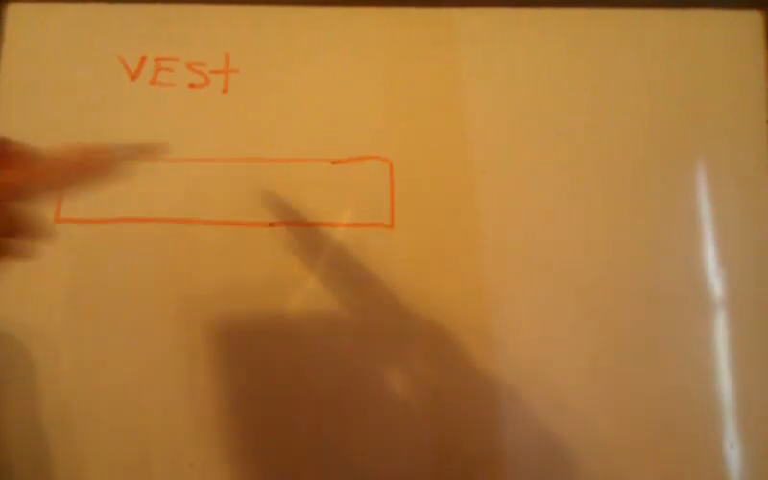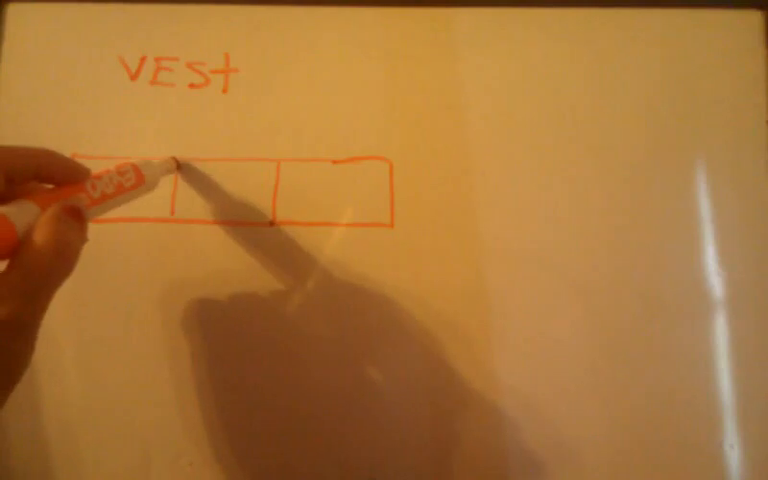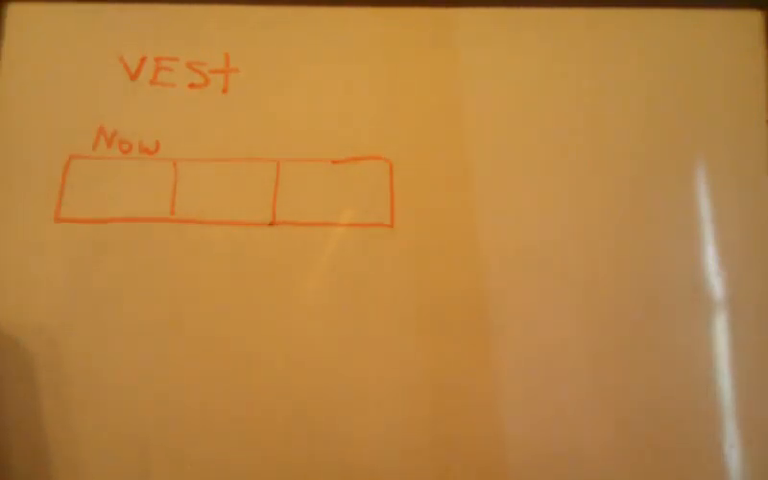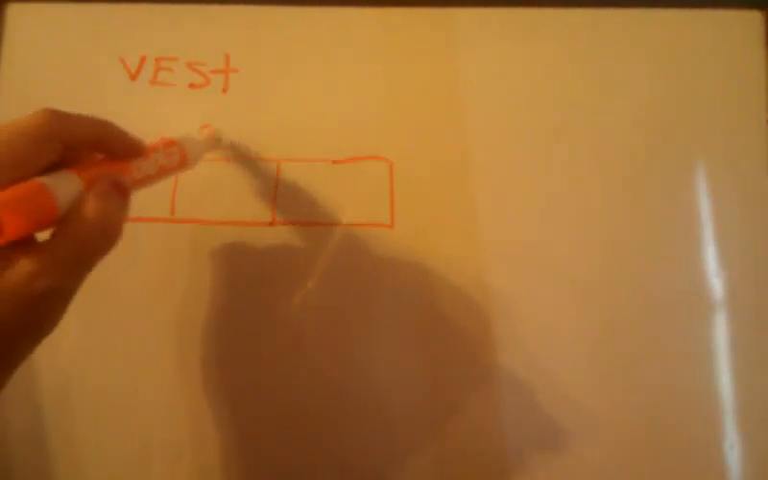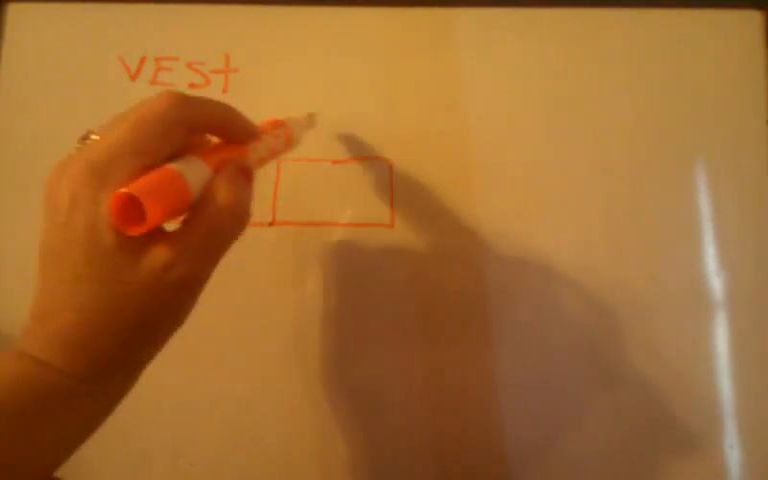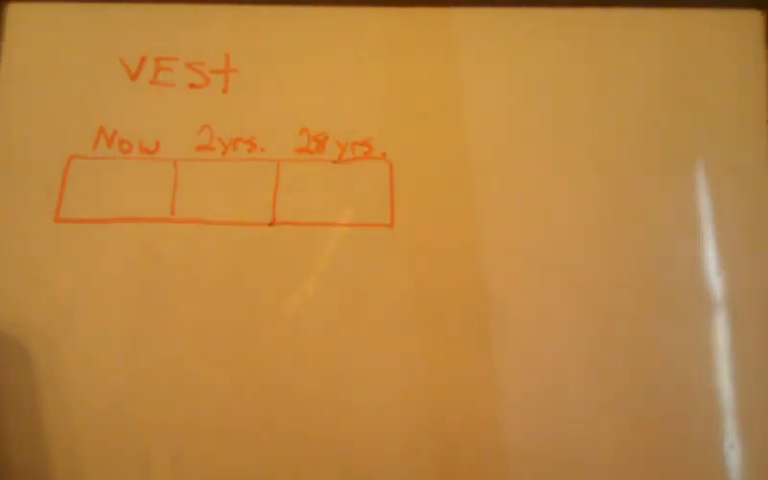I don't know if that's big enough or not, but here we go. This is how old he is now. This is how old he's going to be in 2 years. What'd that say? In 28 years? This is how old he's going to be in 28 years. Okay? There's my chart. Your chart doesn't have to look like mine, as long as it has those 3 parts to it. You could have done it up and down, that's fine.